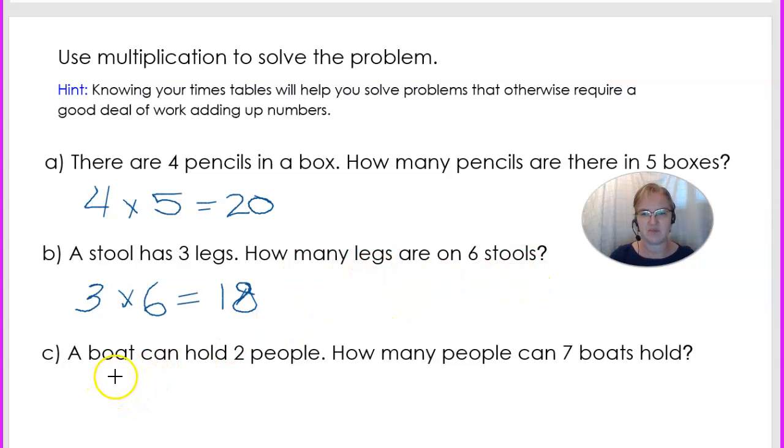A boat can hold 2 people. How many people can 7 boats hold? Here the boats are the group. So 2 times 7 will equal 14.